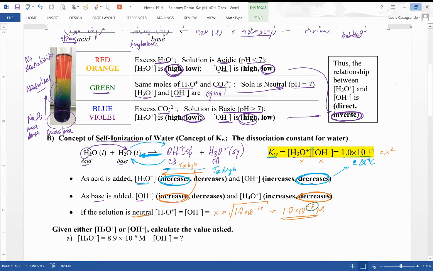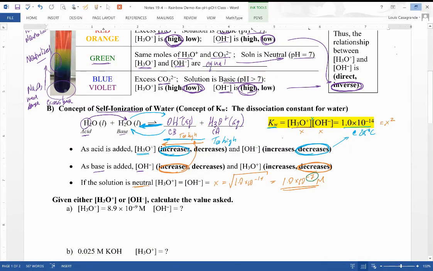All right, so let's see how this affects water chemistry. Let's say I give you the concentration of either the hydronium ion or the hydroxide ion. You can use that Kw equation to calculate the value that you don't have. So if I give you the concentration of the hydronium ion, say it's 8.9 times 10 to the minus 9 molar, just picked a number. Let's write the equation down below. We know that the Kw is equal to the hydronium ion concentration times the hydroxide concentration, and that equals 1.0 times 10 to the minus 14.